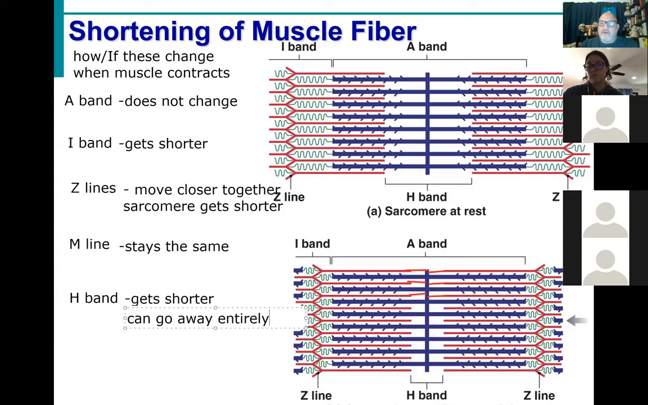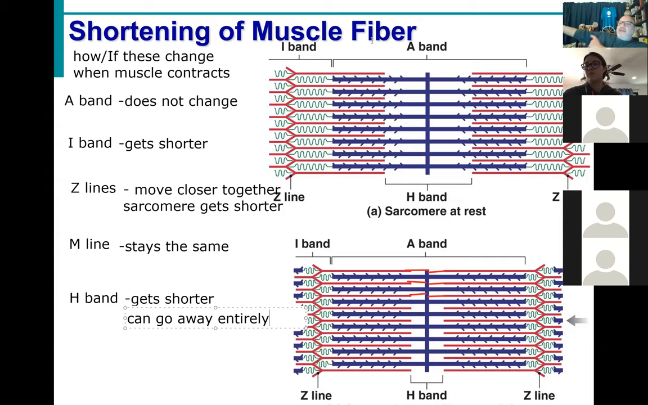Is it important to know that sometimes the H-band can stay and sometimes it disappears entirely? Well, it would give you a sense of how much the muscle's contracting. If the H-band is just shorter, then you know you're not fully contracting that muscle. Whereas if it's getting to the point where it's overlapping, you've pretty much got that muscle contracted as much as it can, right?